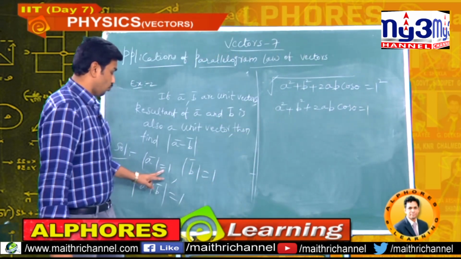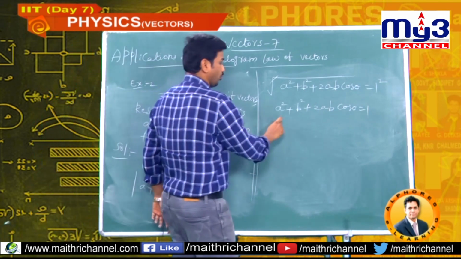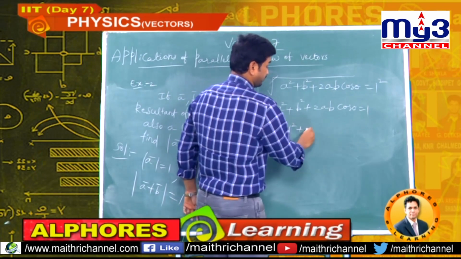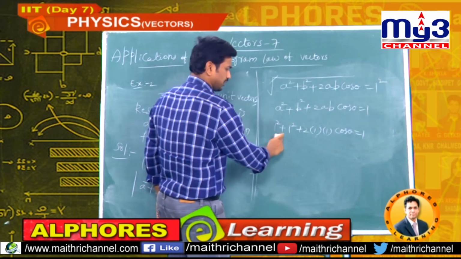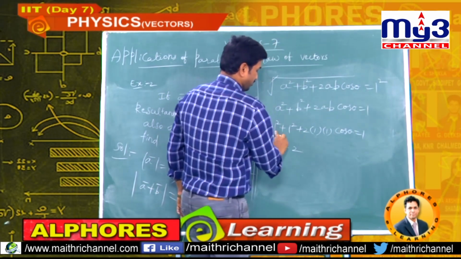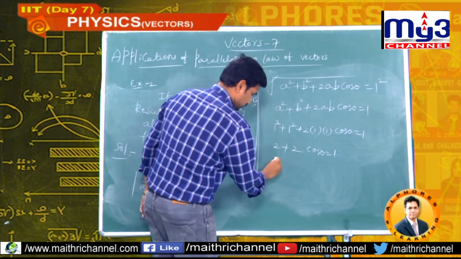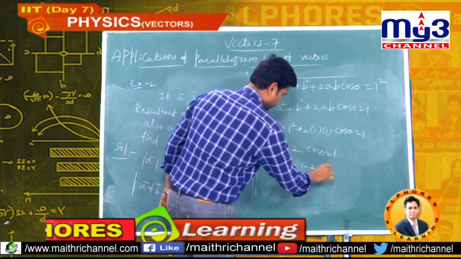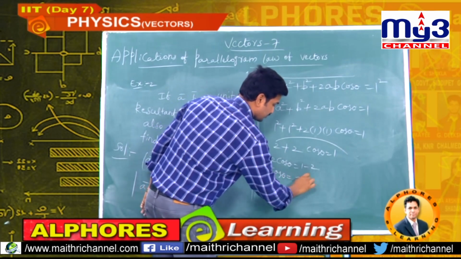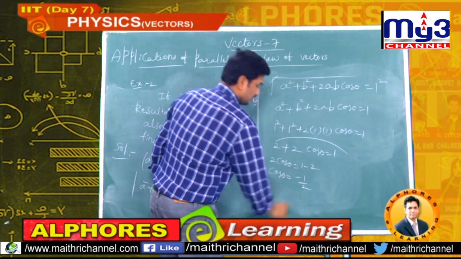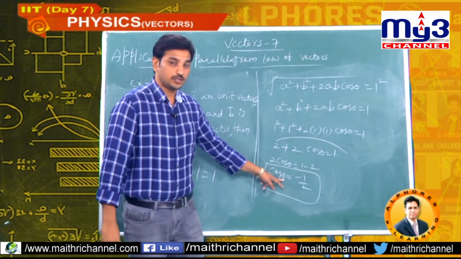What is the a value? 1. Mod a bar is a, mod b bar is b. Now a value 1, b value 1: 1 plus 1 is 2, plus 2 into 1 into 1, so 2 cos theta is equal to 1. So 2 cos theta is equal to 1 minus 2. Now cos theta is equal to minus 1 by 2. You know that the cos theta value is minus 1 by 2. So theta value is 120, that you know.